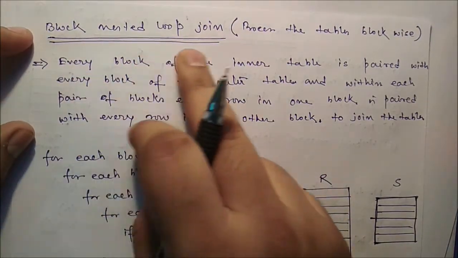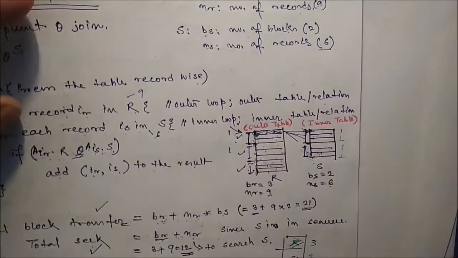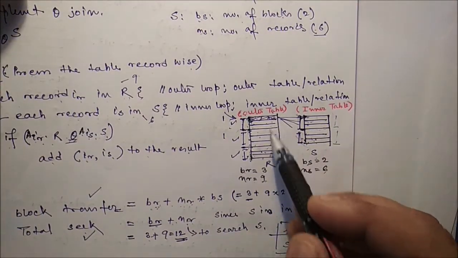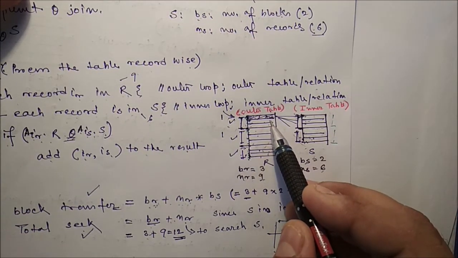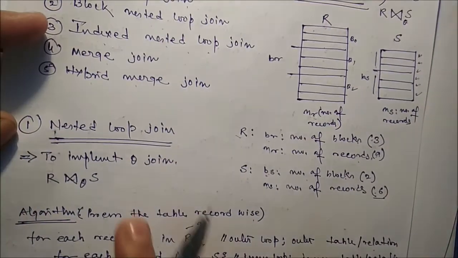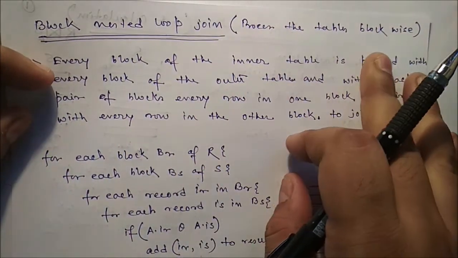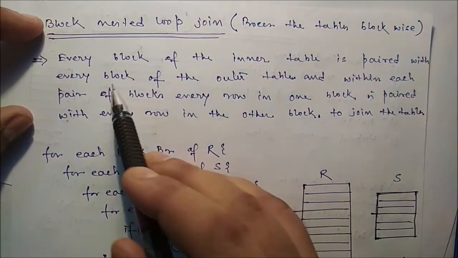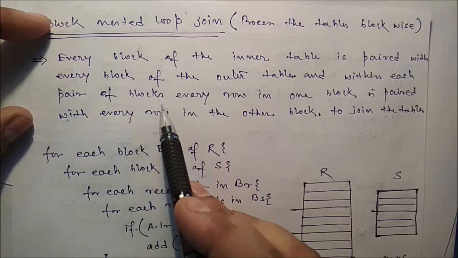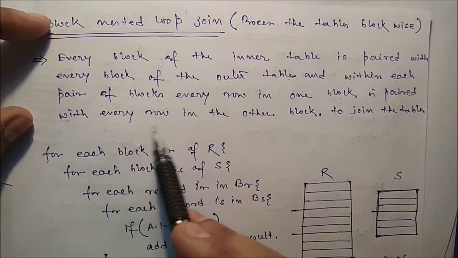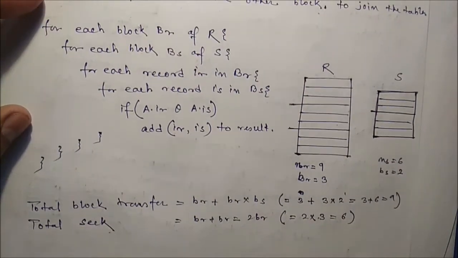Next is block nested loop join. Okay, now that means what? Process the table blockwise. Now in the earlier case we have seen processing the tables record wise. So first record, compare with all the records. Take this record, compare this record. That is simple nested loop join. Now in block nested loop join, it is what? Process the tables blockwise. Now every block of the inner table is paired with every block of the outer table, and within each pair of blocks, every row in one block is paired with every row in the other table to join the tables. Now we can see the algorithm.